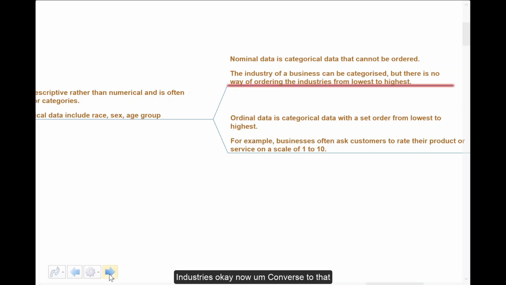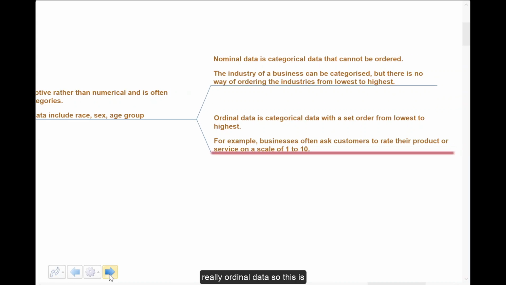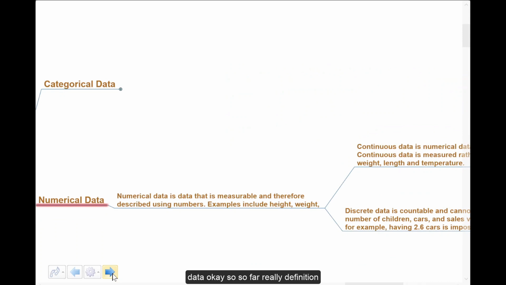Now, converse to that, ordinal data. So this is categorical data with some form of set order from lowest to highest. So say, for example, a customer survey, we could ask customers to rate a product from, say, 1 to 10. That would be ordinal data. Okay? So far, really, definitions.